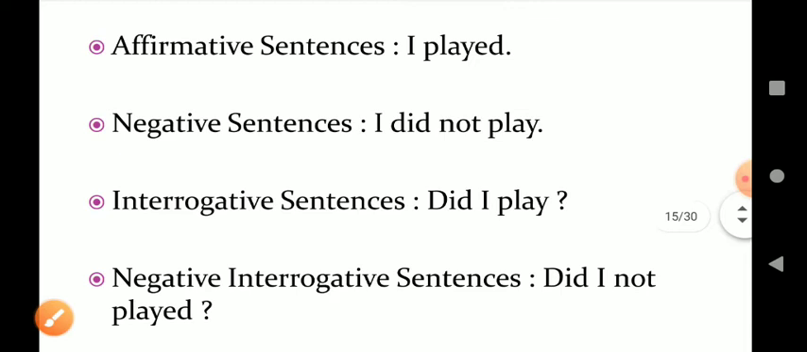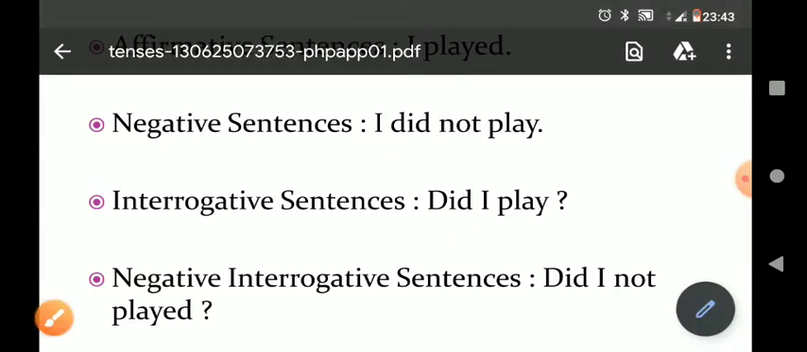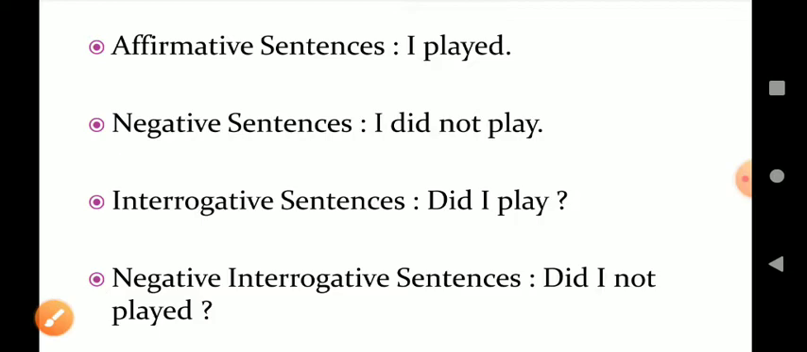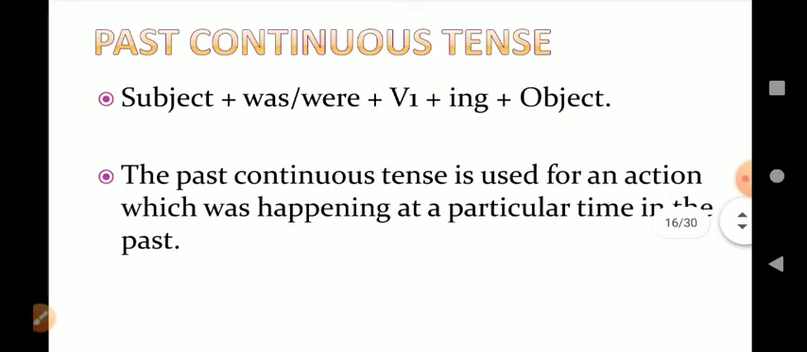See here. Now for making negative or interrogative sentences in past tense, we should use did, as you are seeing here. I did not play means it happened in the past. Now past continuous tense. What is past continuous tense? Past continuous tense is used for an action which was happening at a particular time in the past, which was continuing in the past.